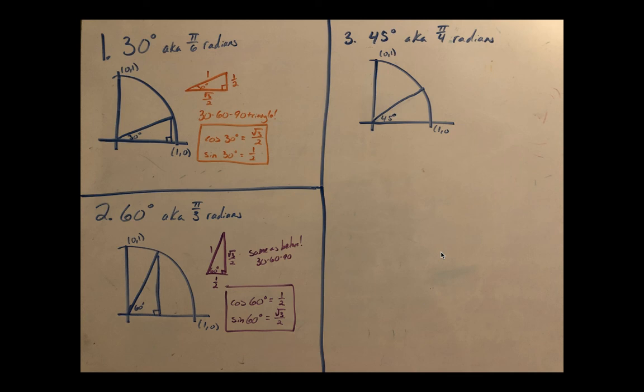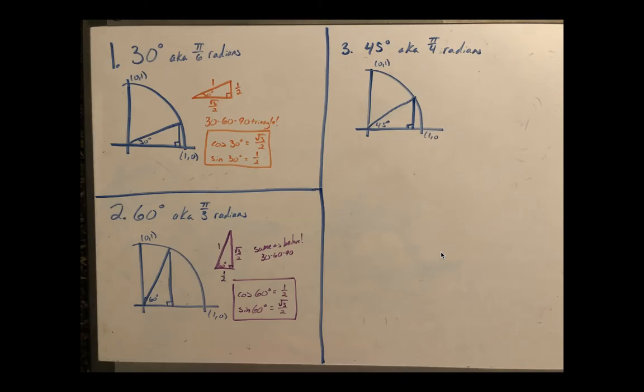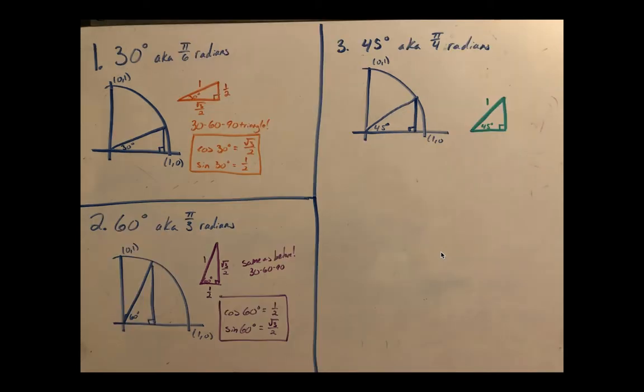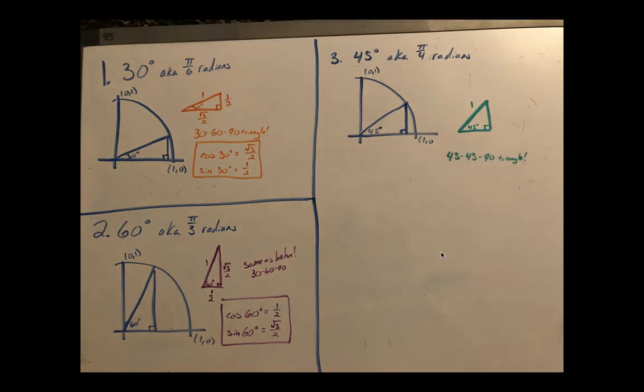So here's our 45-degree angle. We draw a perpendicular line to make our triangle. We pop our triangle out and remind ourselves that the hypotenuse is 1 because it's a radius of the unit circle. And then this is a 45, 45, 90 triangle.